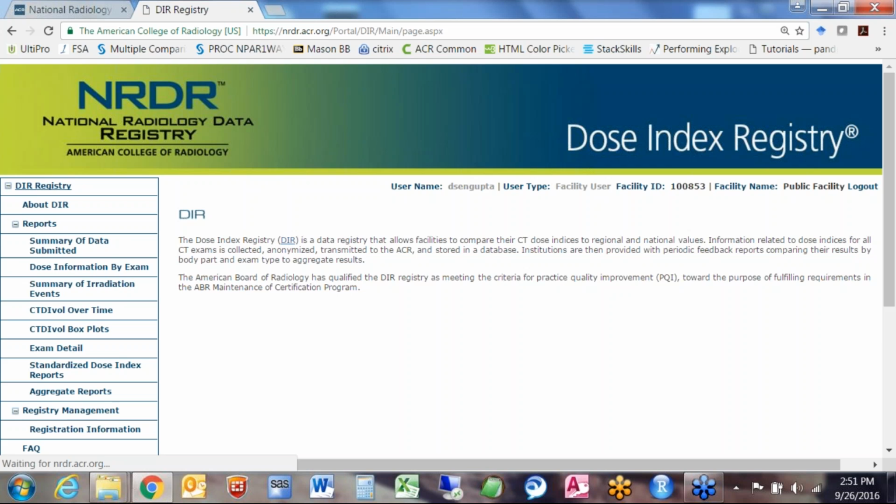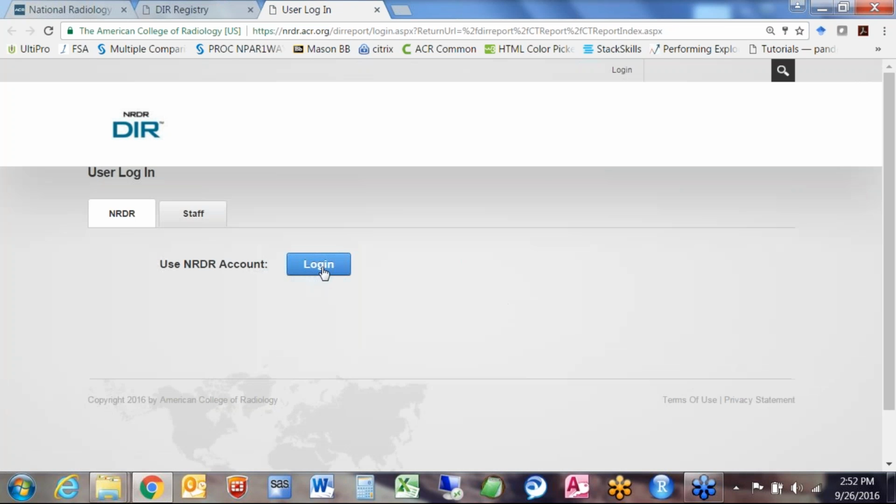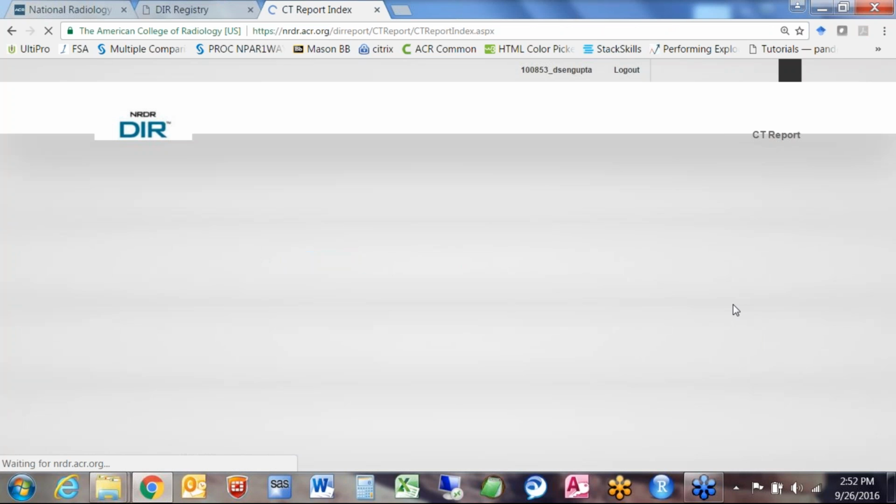On the left hand side, there is DIR. You can see under it the report summary of data submitted through the standardized dose index report. Each of these is discussed in detail in our DIR user guide. If you need any help, always let us know. We will be happy to walk you through. I'm going to click this one, then log in.